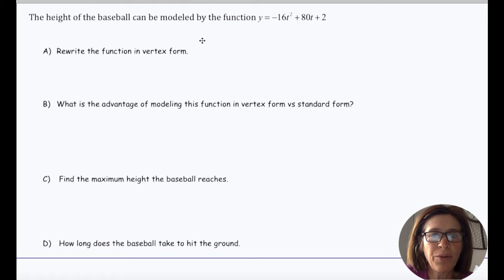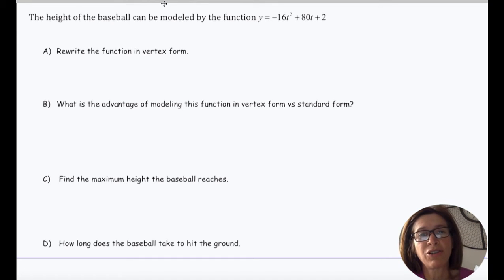Hi, so I'm going to be going over a question that relates to the height of a baseball modeled by a quadratic function. If you're in my class, this is on page 33 of your notes, and I asked you to try it. So we just learned about completing the square and how to rewrite functions from standard form into vertex form by completing the square.